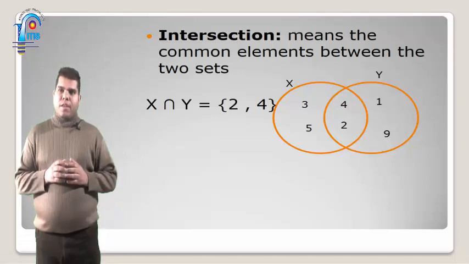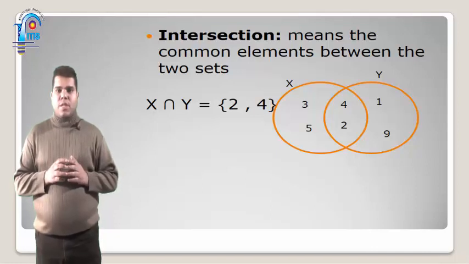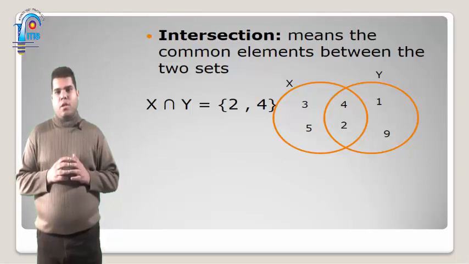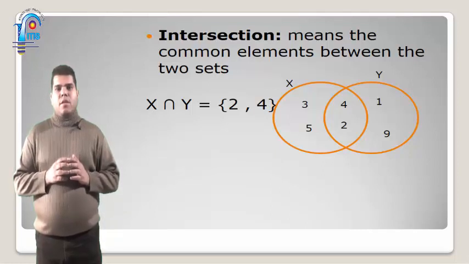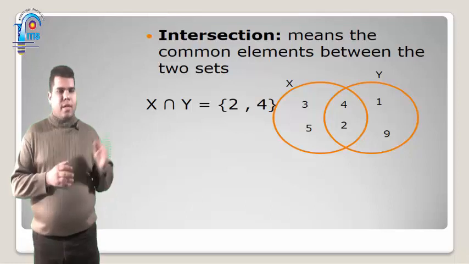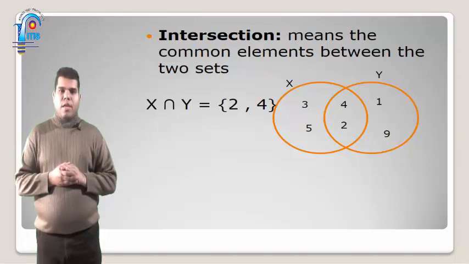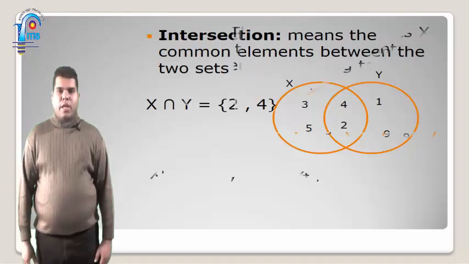The first thing in sets is the intersection. Intersection means the common elements between the two sets. For example, if we have set x and set y, x contains 3, 5, 4, 2 as its elements, and y contains 1, 2, 4 and 9, as in the example shown. So the intersection between x and y is the two elements 2 and 4.